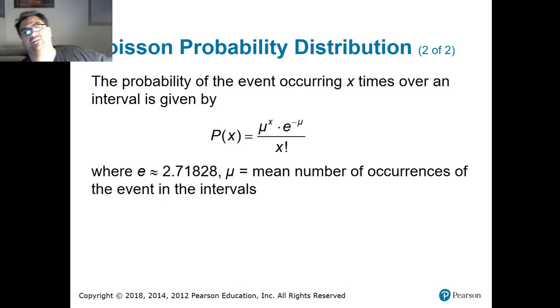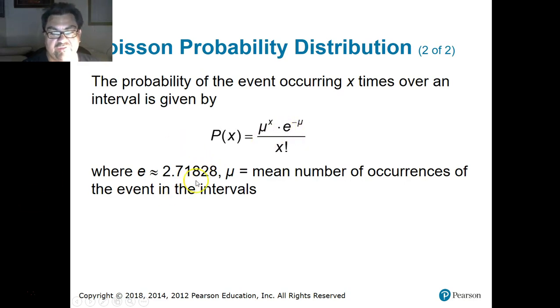P of x equals mu to the x power, e to the minus mu, over x factorial. Now e, see this e right there?